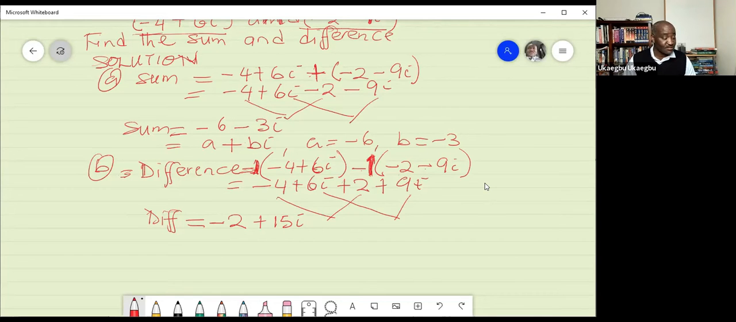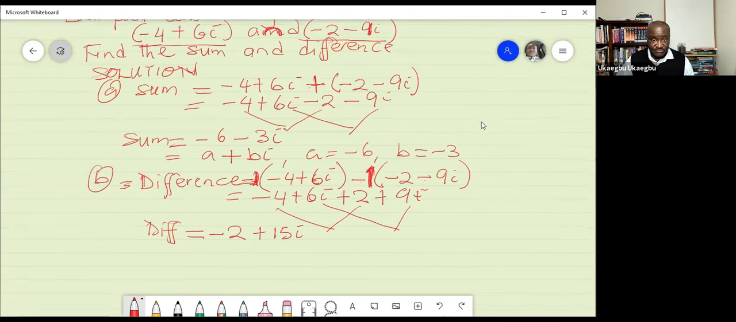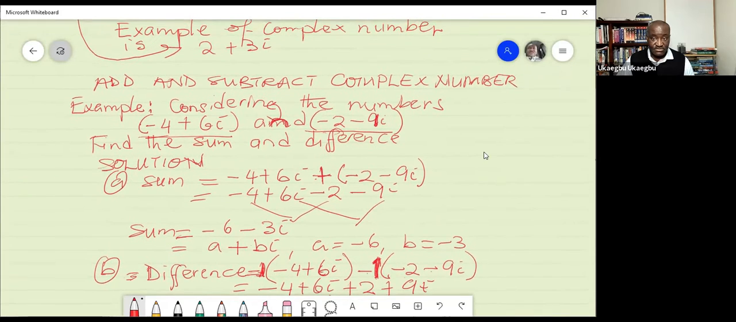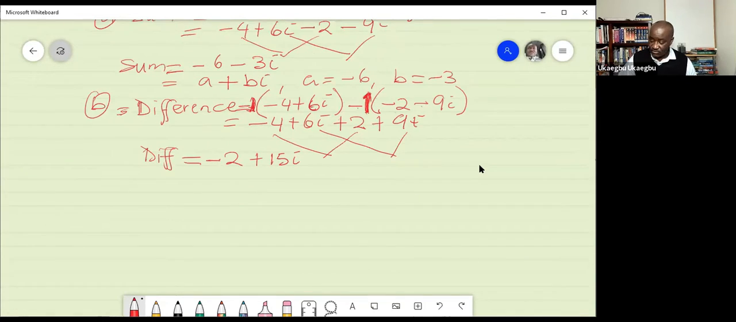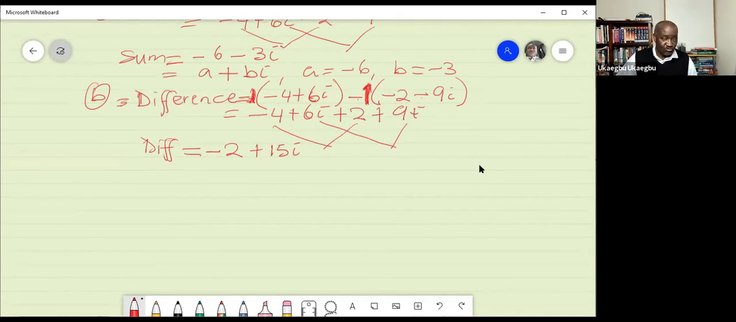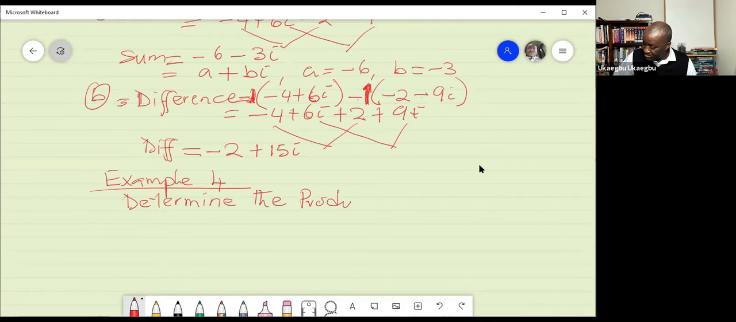Now let's do multiplication. So, multiplication of complex numbers. Okay, so the question can be, call this example 4: determine the product of the two complex numbers. Determine the product of the following complex numbers.